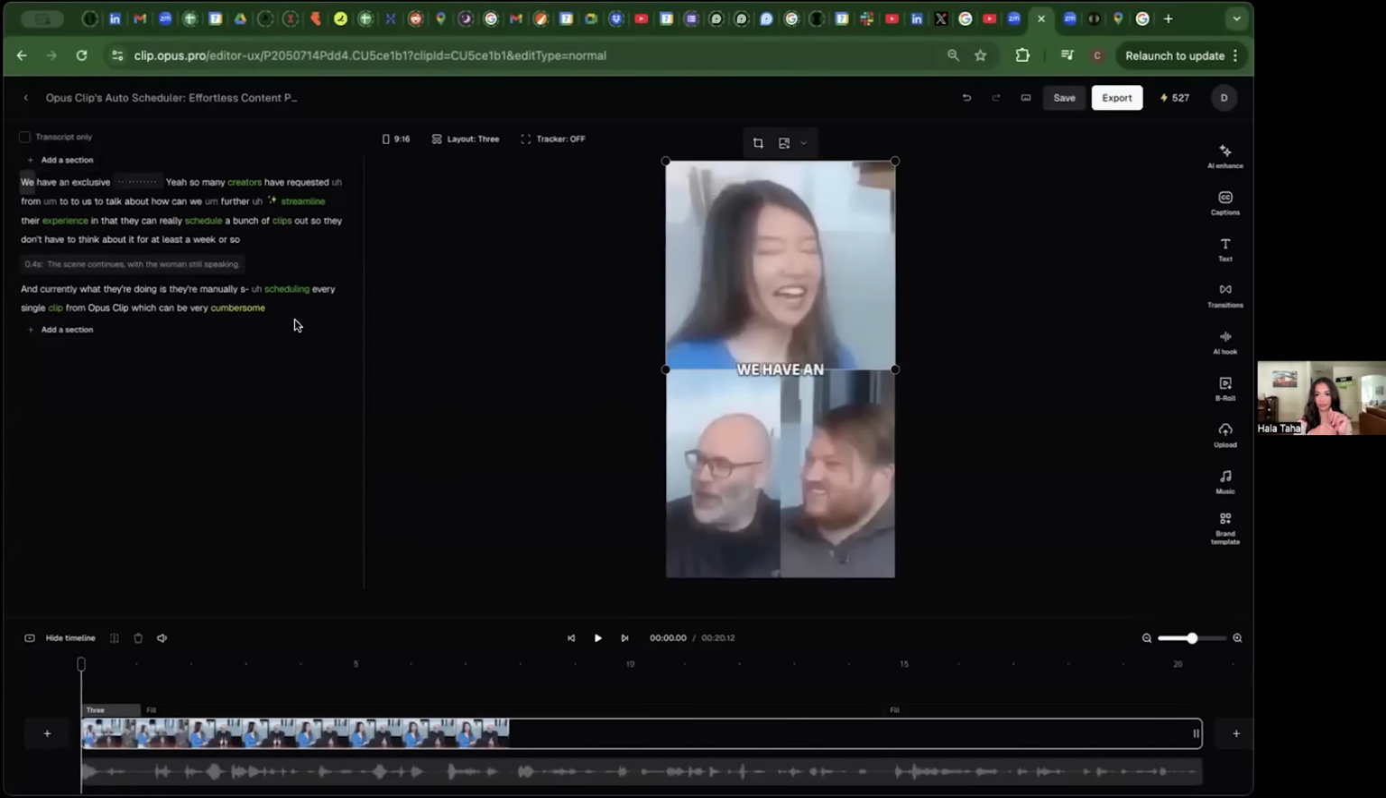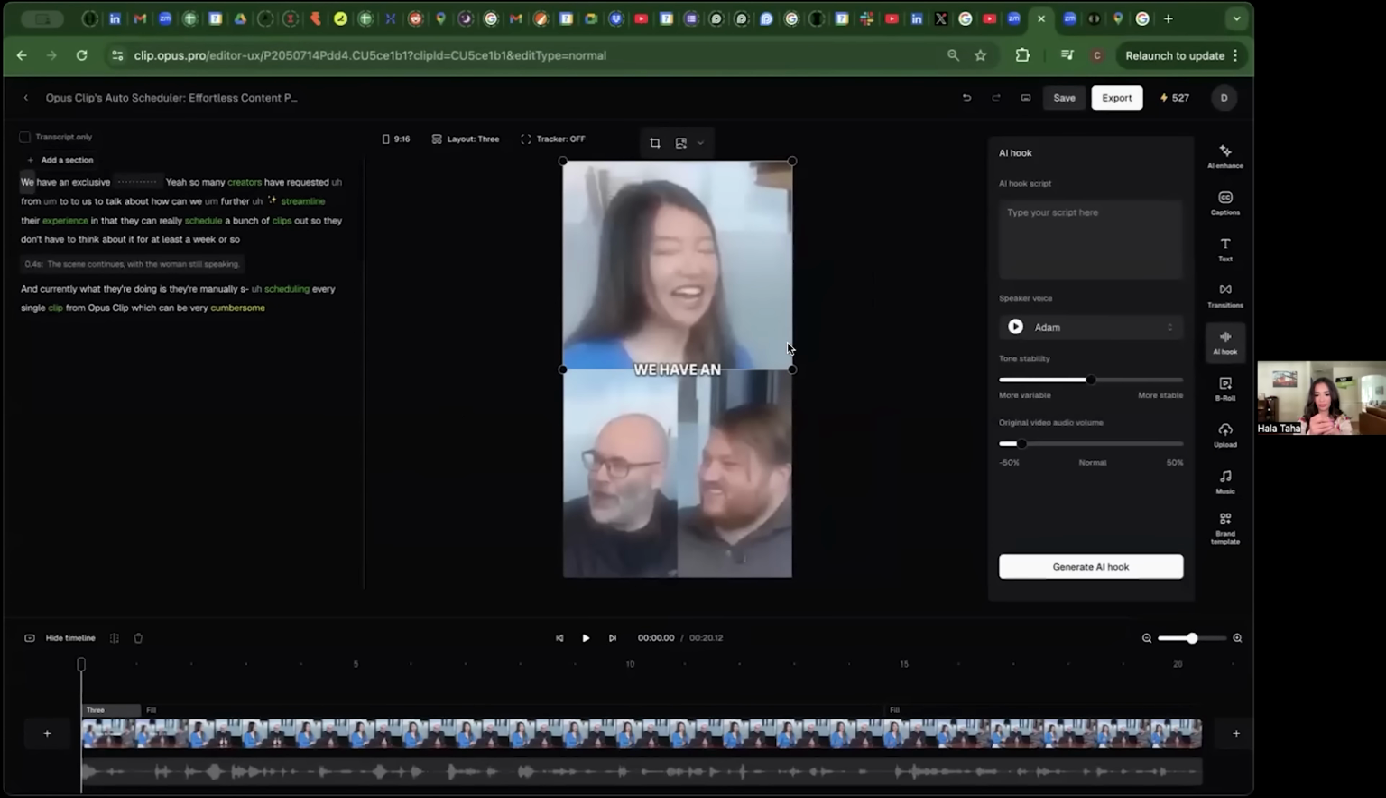If you do just want to add some context to the clip, one way to do it is to just add an AI hook. At the beginning of the clip, you can add in an opening card or an extra segment, and then add a script that just says something like, Opus Clip's new auto import feature is here.